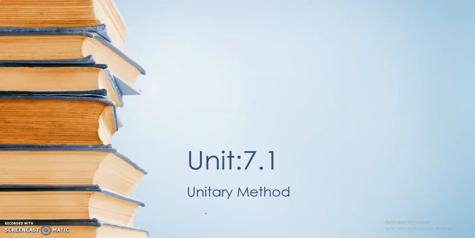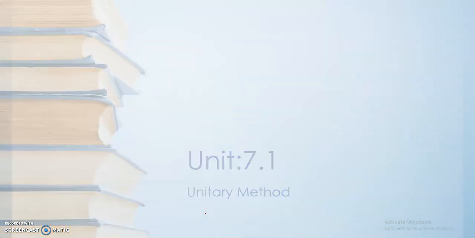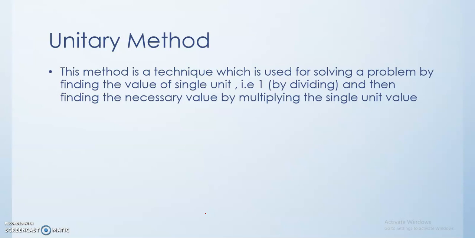Now unit 7.1, Unitary Method. What is meant by unitary method? This method is a technique which is used for solving a problem by finding the value of a single unit. Single unit means one unit. By dividing, and then finding the necessary value by multiplying the single unit value.